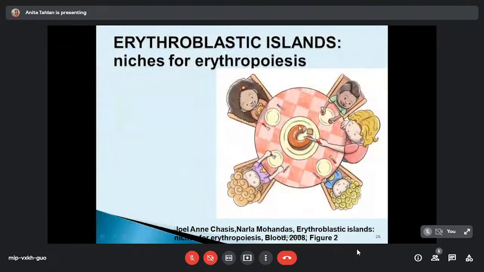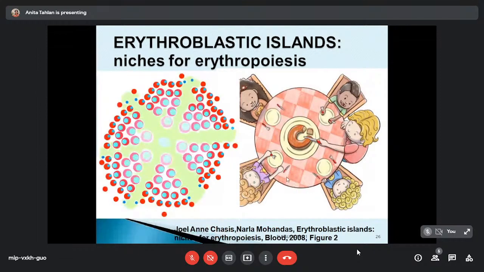Now, what does this macrophage do? It can be similar to an old lady sitting in between and feeding the kids around. And when she is feeding them, she is also trying to give them stories, or the kids are enjoying themselves around a central table. So if we extend the same thing, around a central macrophage, these erythroid cells are sitting. So let's see what these erythroid cells are.